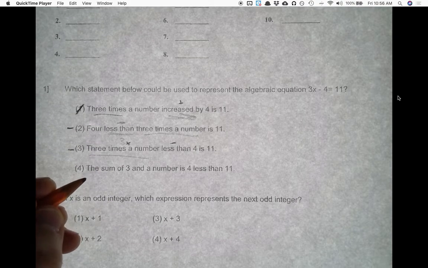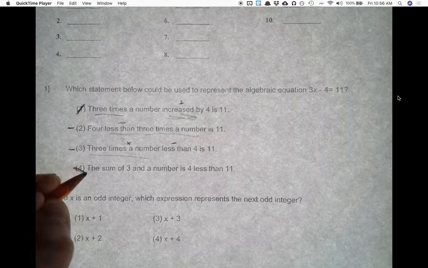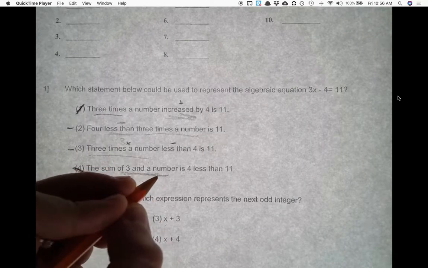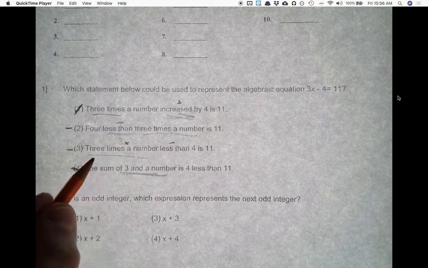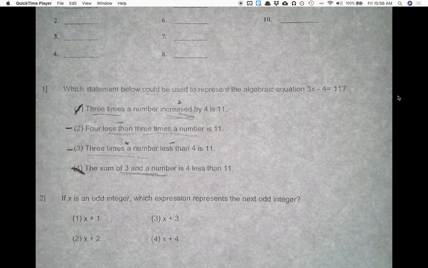Number 4, the sum of 3 and a number, I can cross that off. I do not want the sum of 3 and a number. That would be 3 plus x. I want 3 times a number, 3 times a number. So it's between 2 and 3.